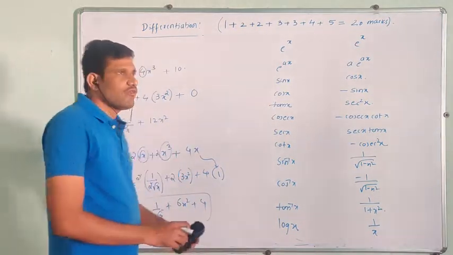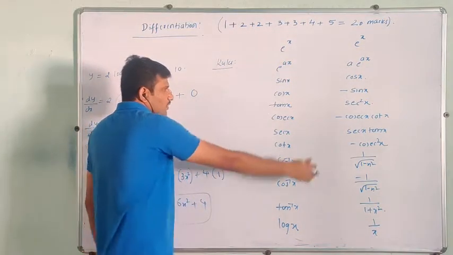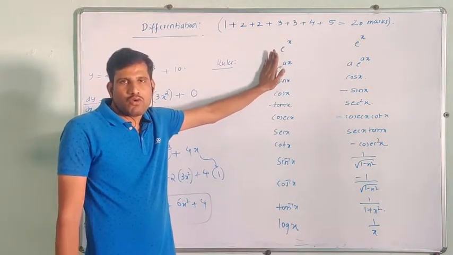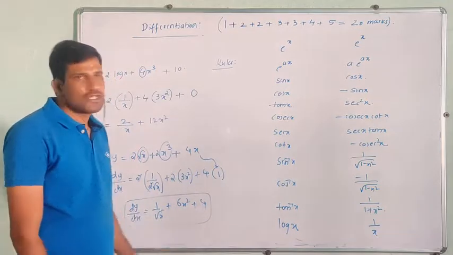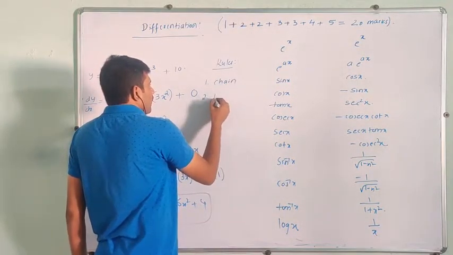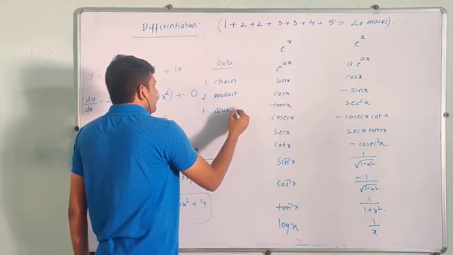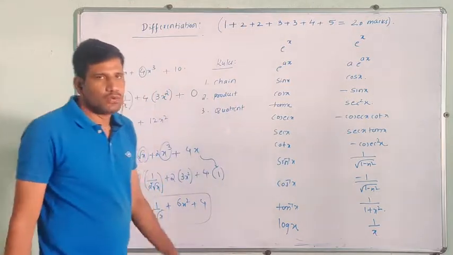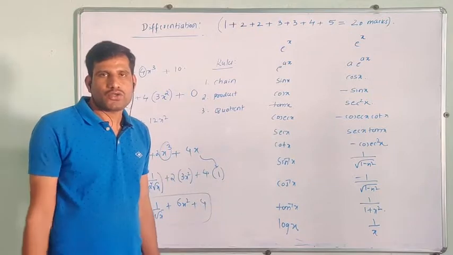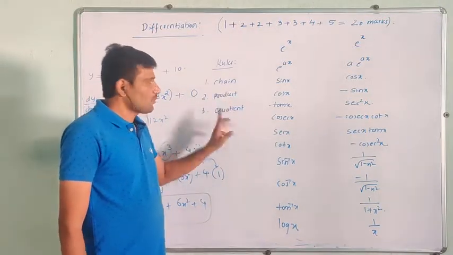So in the next class, we will go for rules of differentiation. Before going for rules, everybody should be very thorough with these formulae. If you know these formulae, you can easily understand these rules. So first one is the chain rule, then the product rule and the quotient rule. We have 3 rules. If you are very perfect in these 3 rules, 90% of the differentiation chapter is over. First we will understand the chain rule, product rule and quotient rule.